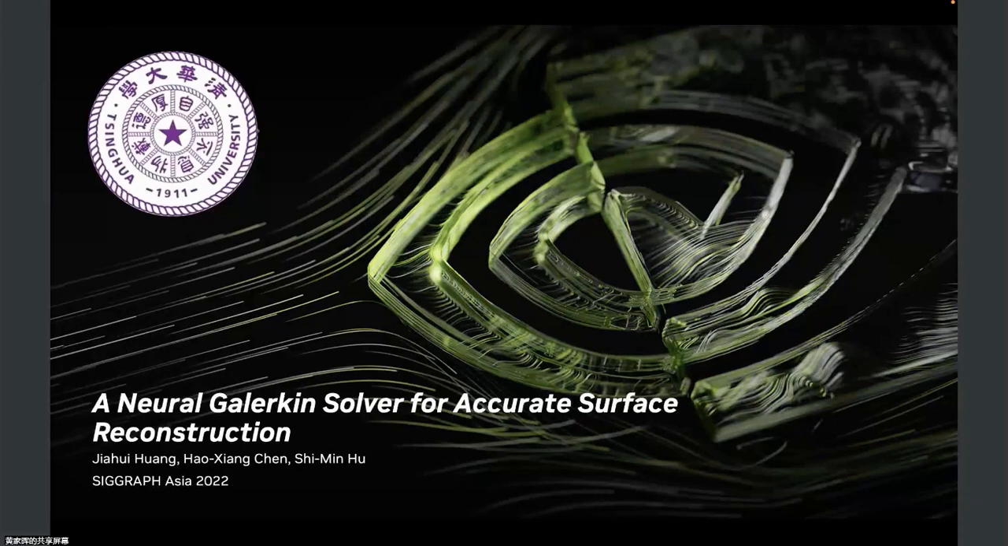Hence, in today's talk, I just want to give two basic examples under this framework. Of course, this is a large framework, but I just want to give you two exemplar works that I did previously, so that you could be familiarized with what exactly this is doing. The first work is called A Neural Galerkin Solver for Accurate Surface Reconstruction. This was published at SIGGRAPH 2022, from the group of friends at Tsinghua University.